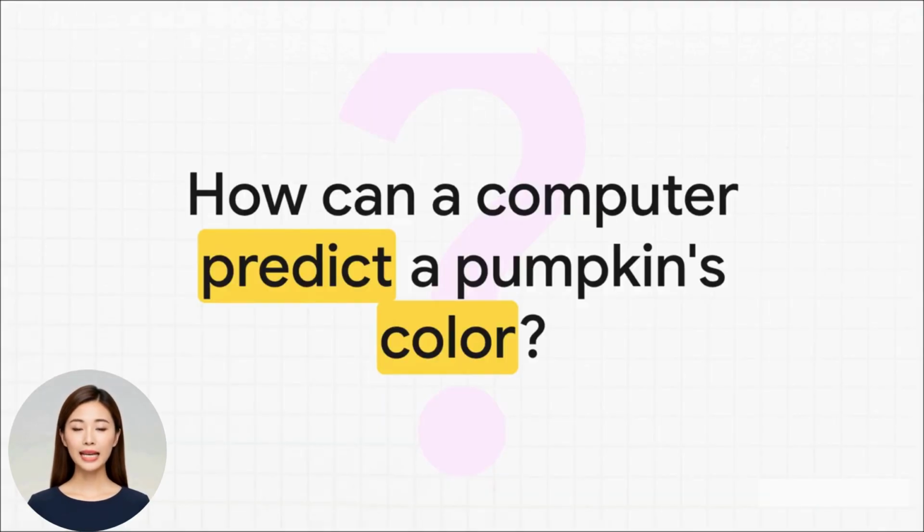So here's the big question, right? We've got this file just packed with pumpkin facts. You know, its size, its variety, where it came from. How in the world do we get a machine to sift through all of that and make a really simple prediction? Is this pumpkin orange or is it white?